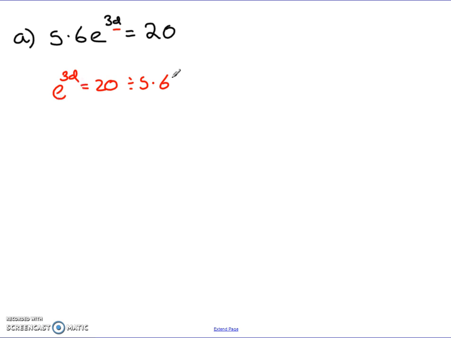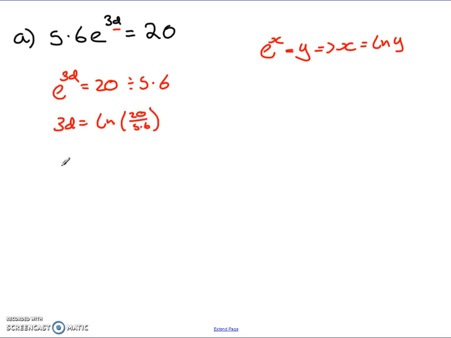I then want rid of the e here. Now remember, if I've got e to the power of something equals another thing on the other side, I can rewrite that and say that x equals ln of y. It'd be log to the base e, which we know is ln, or natural logarithm. So in this case, that will give me 3d equals ln of 20 divided by the 5.6. We then want to get rid of the 3 in front of there, so I know that d is equal to 1/3 of the value of ln of 20 over 5.6. And at this point, just fire it all in your calculator. Safest thing for you to do is do that. Get an answer of 0.42 to 2 decimal places.